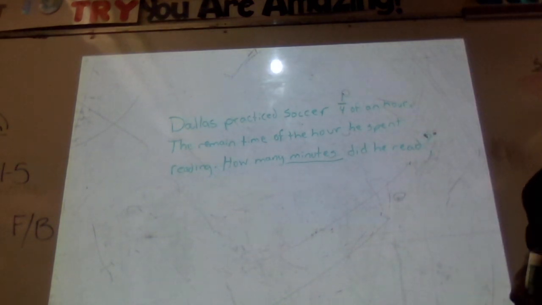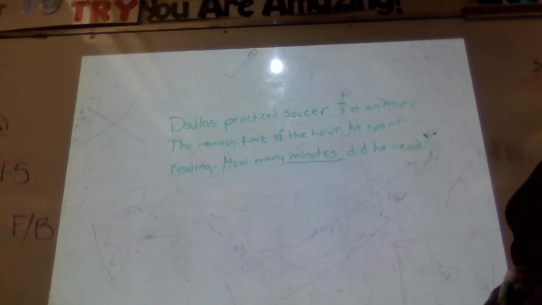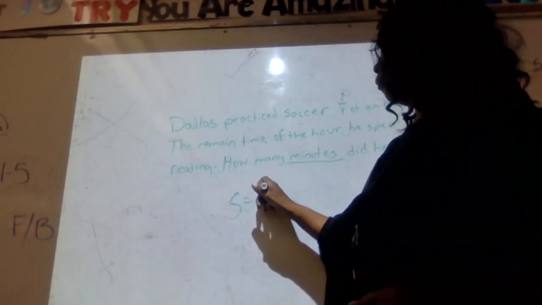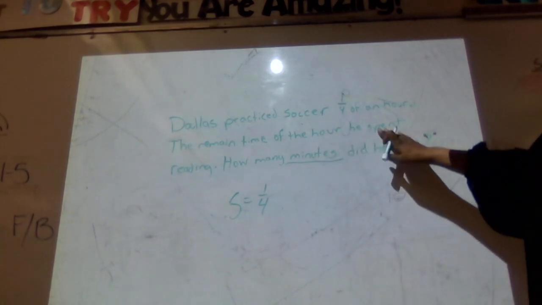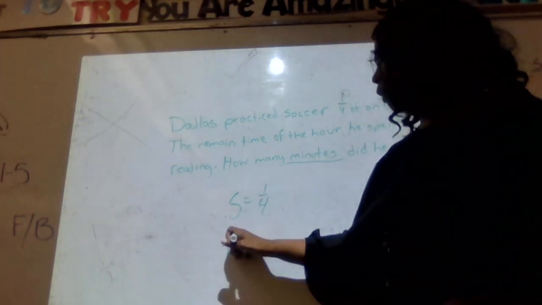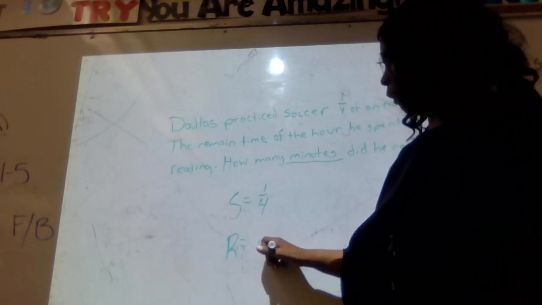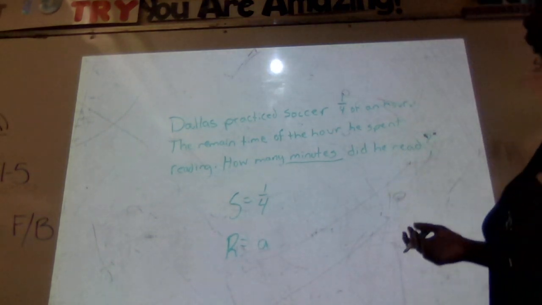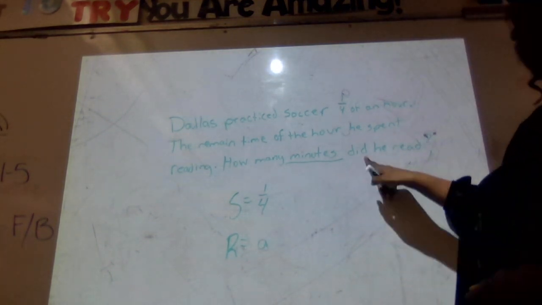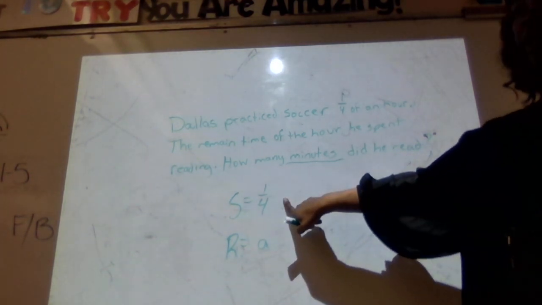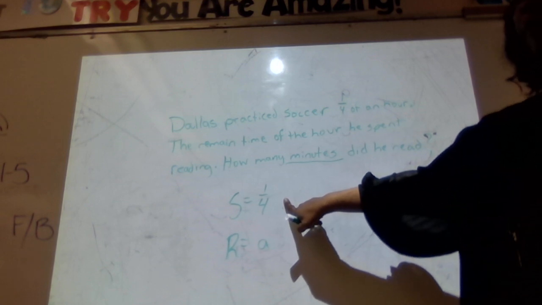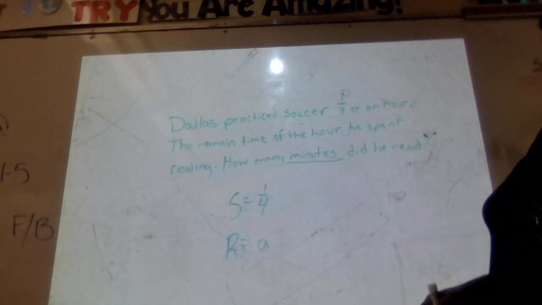Okay, so let's look at it. Dallas practiced soccer for 1/4 of an hour. So soccer, he did it for 1/4 of an hour. The remaining time of the hour he spent reading. So reading, we don't know yet, so we're going to put the variable A. That's unknown. How many minutes did he read? Okay. Notice they said minutes. This is a fraction, so your answer should not be in fraction form.